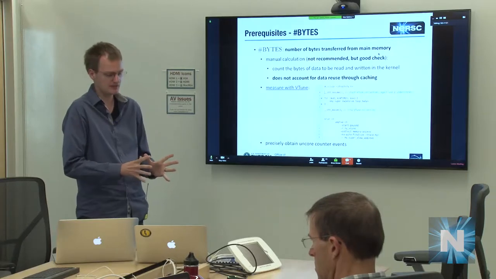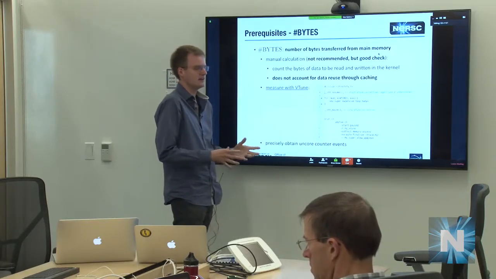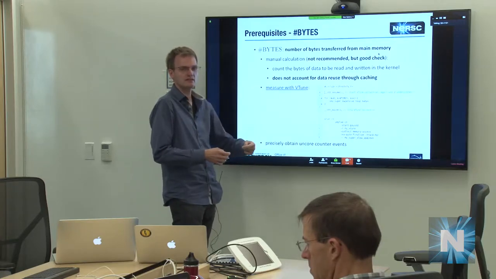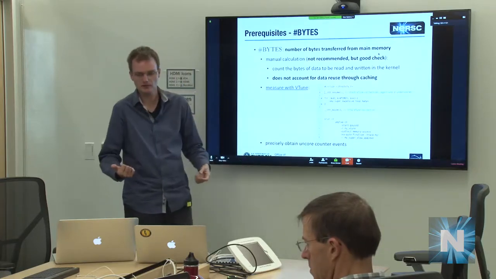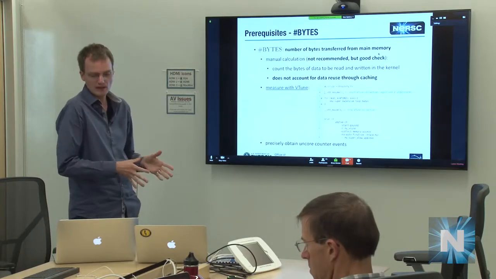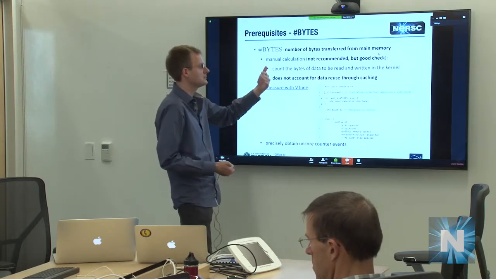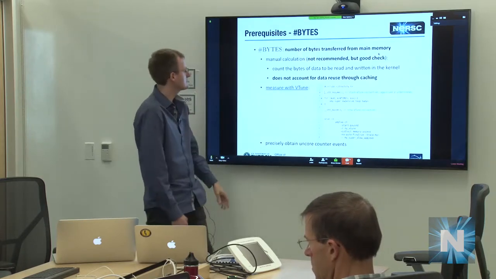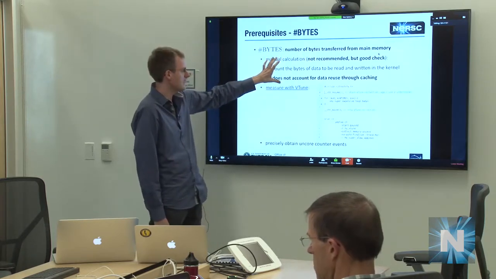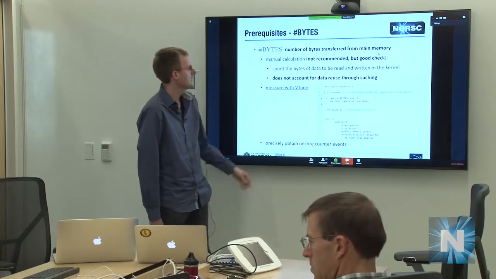What can happen, for example, if you estimate your byte usage by hand, is that you assume everything you need is only read once and written once. That is usually a bad approximation, because you can have cache evictions and all these kinds of things, and you have to read the data multiple times from main memory. So it's good to have an order of magnitude estimate here, but definitely I recommend measuring with VTune.